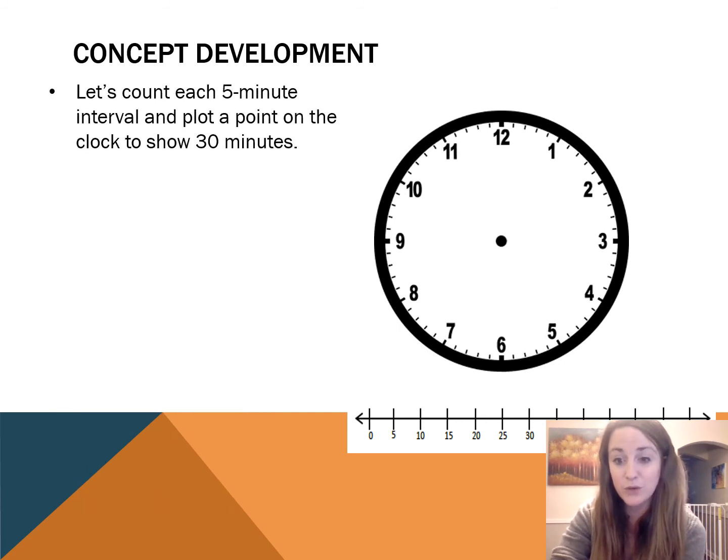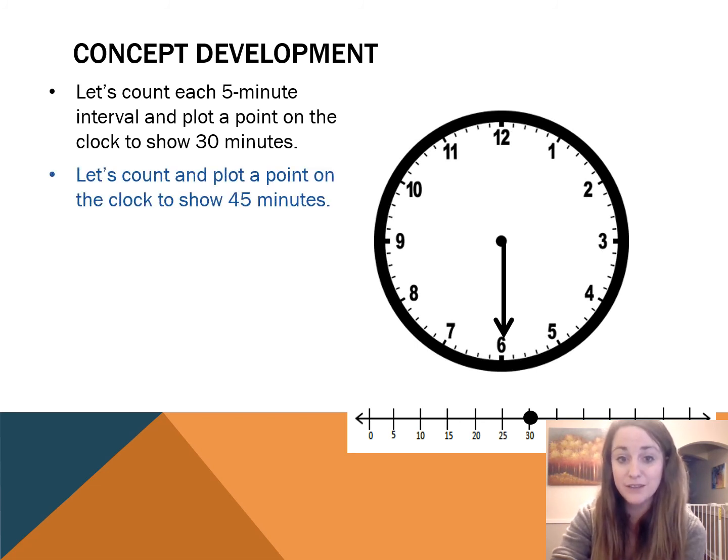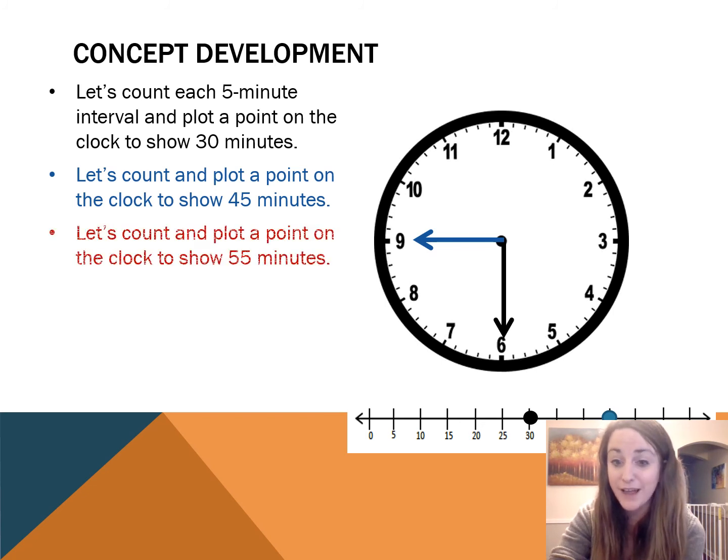Now let's show 30 minutes. Now the minute hand is pointing at the 6. 5 6s is the same as 30. On my number line, you see that I plotted a point on 30. Let's count and plot a point on the clock to show 45 minutes. Now you see 2 plots on my number line, and you also see the minute hand now pointing at 45 minutes or the 9. Now let's show 55 minutes.